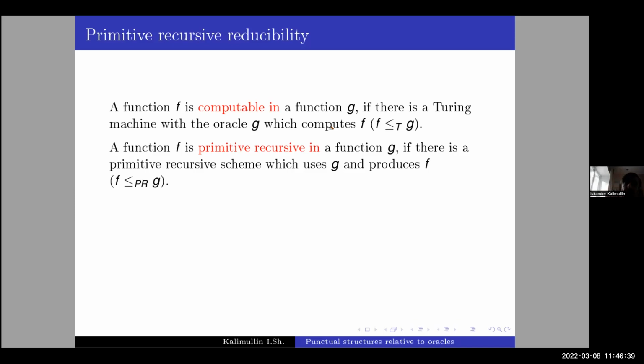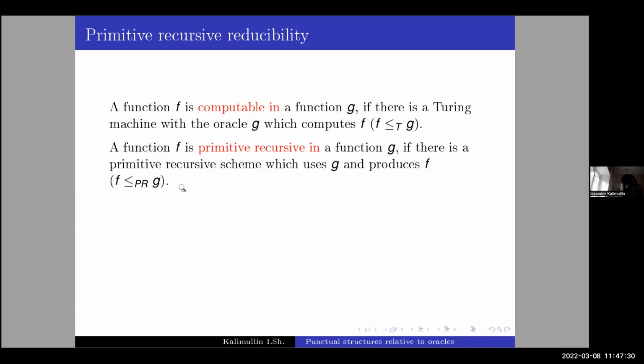Here we can add some function g as a new basic primitive recursive function, and we can start producing new functions. If some function f is produced using this primitive recursive scheme, then we say that f is primitively recursively reducible to g, or PR reducible to g. It's obvious that this definition is transitive, reflexive, and so on. So it is very similar to all reducibilities.